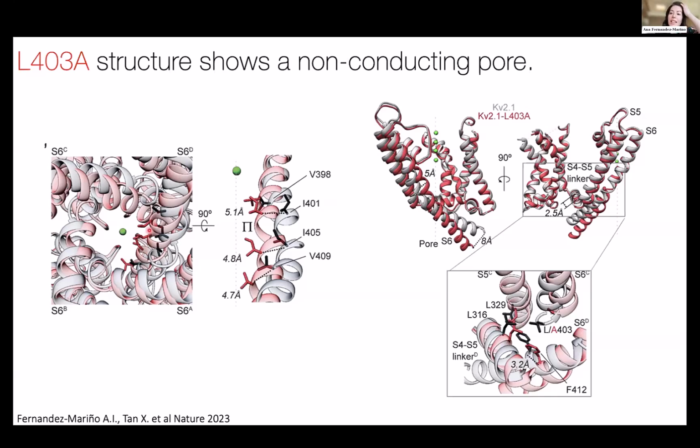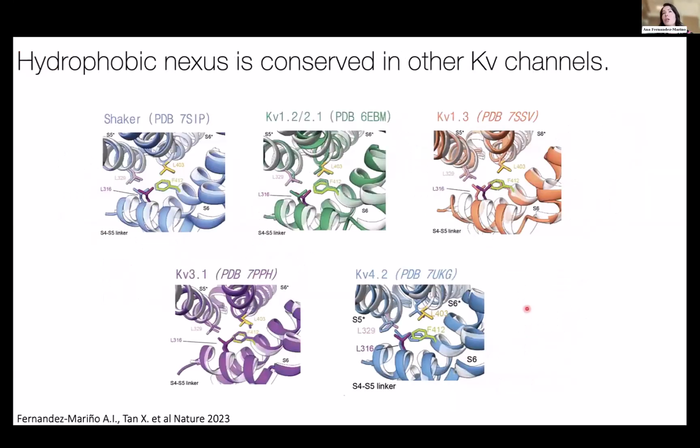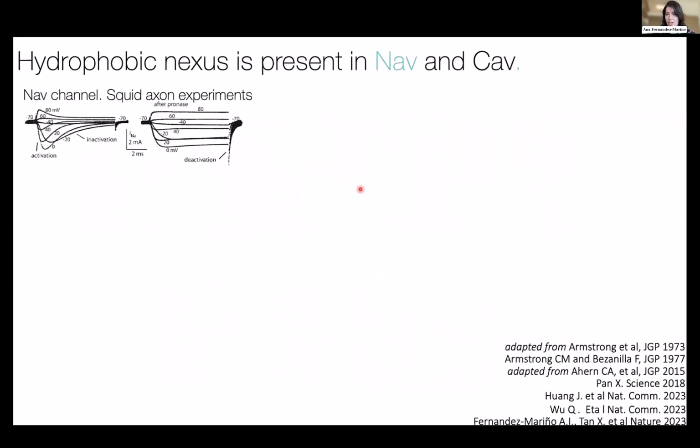So this was great, but we wonder, because we know that these residues in the hydrophobic nexus are highly conserved in other KV channels. So we wondered if this was also conserved in other KV channels. We did a structural alignment, and we saw that this hydrophobic nexus is present in other KV channels. So it's a mechanism that may be available for these channels too, although it may not be the one that they use for inactivation, but it's right there and it's conserved. And we also wondered if it was conserved in other voltage-gated ion channels, like sodium or calcium channels.